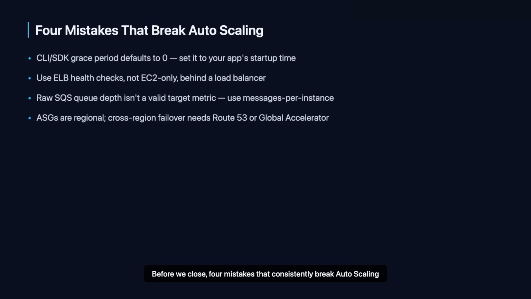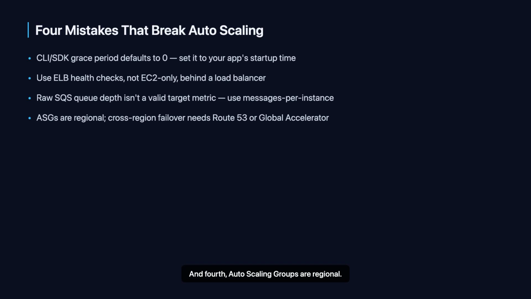Before we close, 4 mistakes that consistently break auto-scaling in production. First, the health check grace period defaults to 0 in the CLI and SDK, which effectively disables it. Always set it to match your application's startup time. Second, when a load balancer fronts the group, use ELB health checks rather than EC2 checks alone, so a crashed app actually gets replaced. Third, raw SQS queue depth doesn't work as a target tracking metric because it doesn't shrink as you add instances. Use a custom messages per instance metric instead, which is exactly how MegaCorp scales its worker fleet.